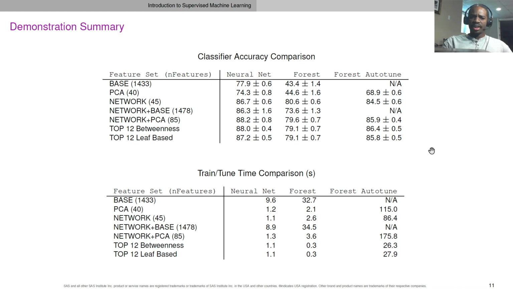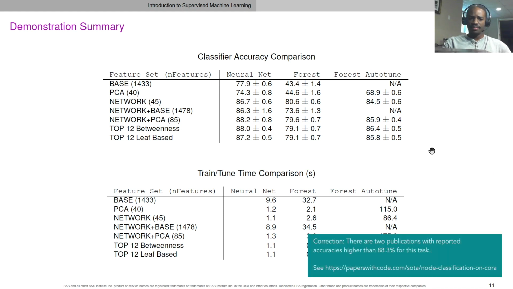I reviewed publications that report prediction accuracy for document classification against the same Cora dataset. The state of the art at the time of this presentation was roughly 86%. With the methods shown in this tutorial, we are able to fairly quickly build a forest model that is comparable to, and neural network models that surpass, the best known published work to date in terms of accuracy.